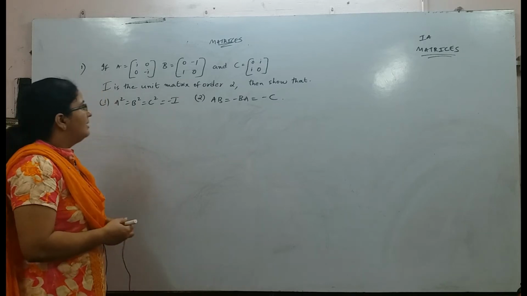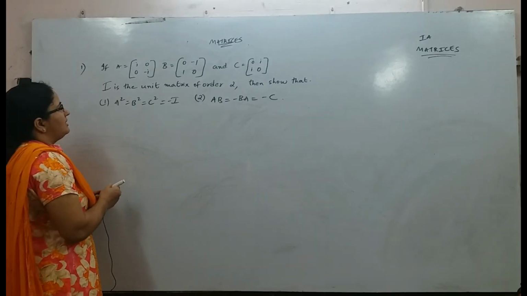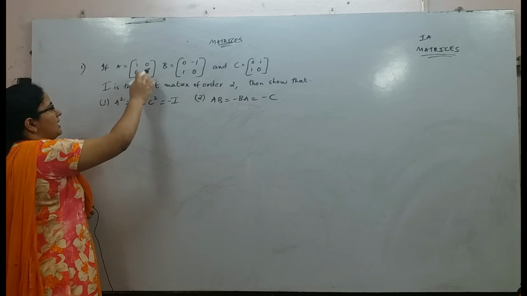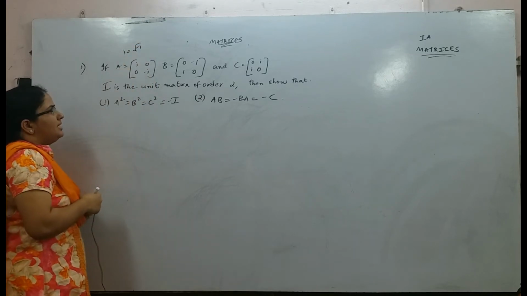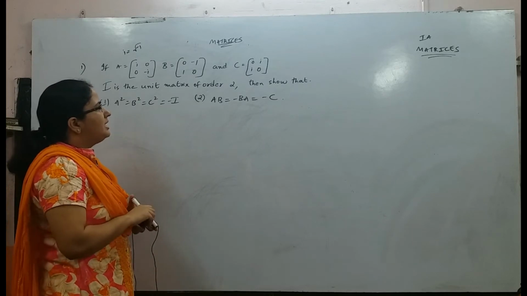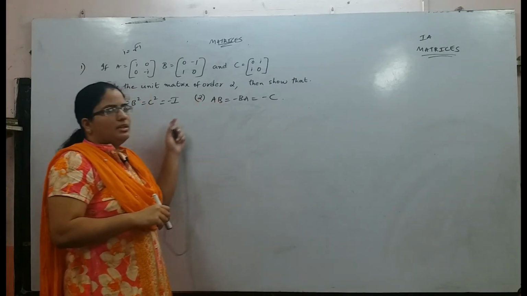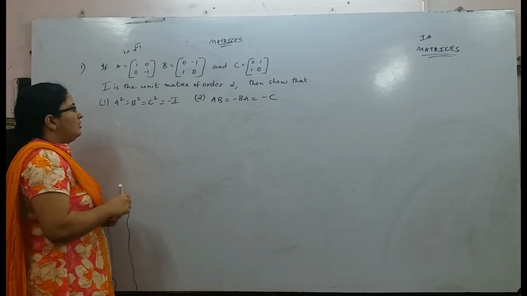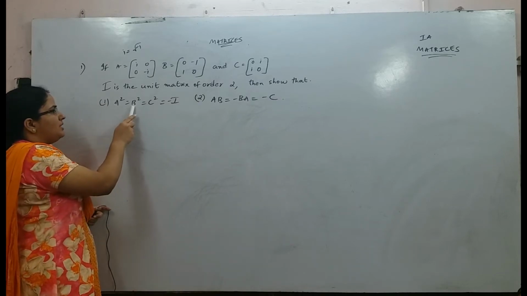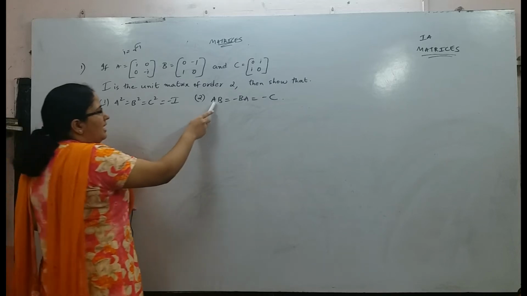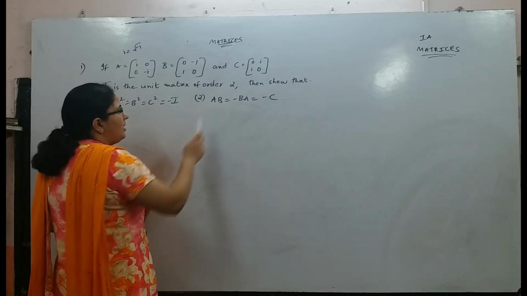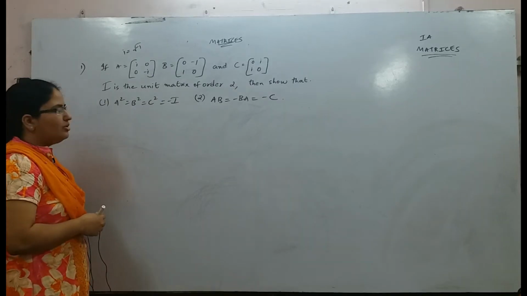Let us see. You are given three matrices. A is [i, 0; 0, -i]. Here i means root of minus 1. B is [0, -1; 1, 0]. C is [0, i; i, 0]. So these three are the matrices given to you. You have to prove that A square is equal to B square is equal to C square is equal to minus I, and AB is equal to minus BA is equal to minus C. These are the conditions that you have to show.